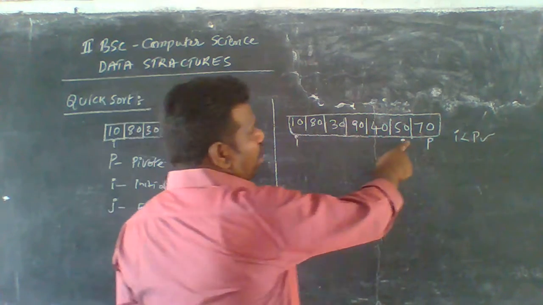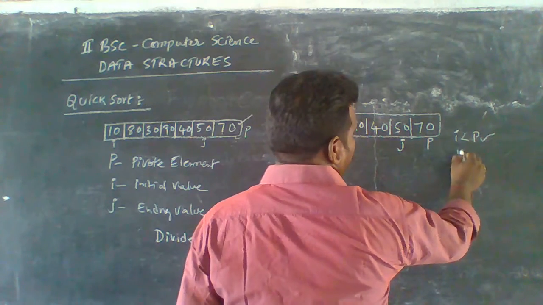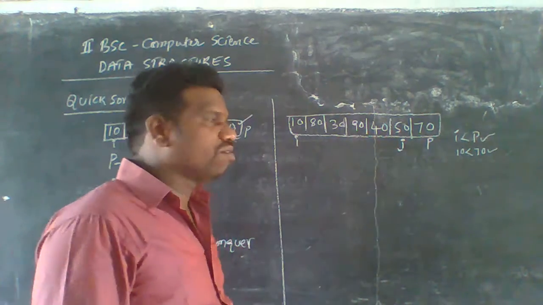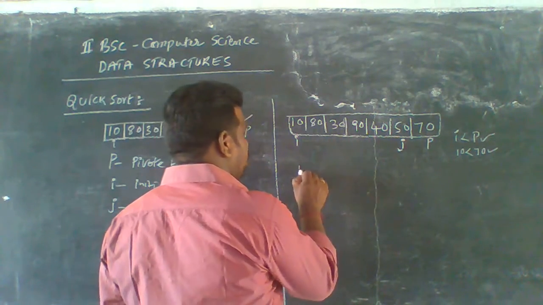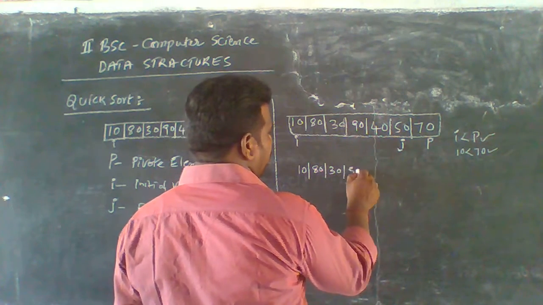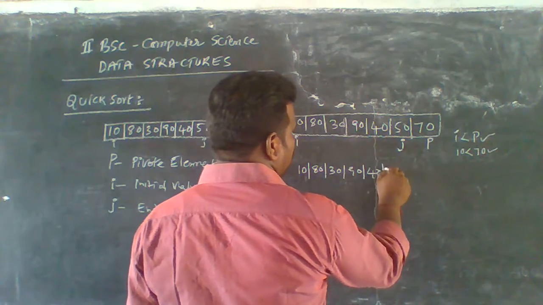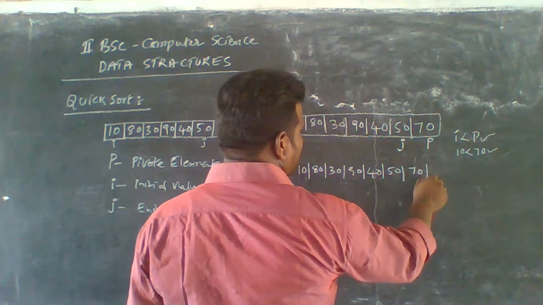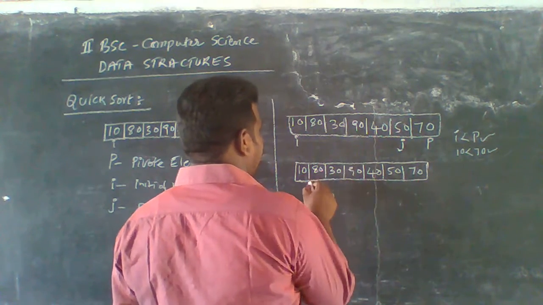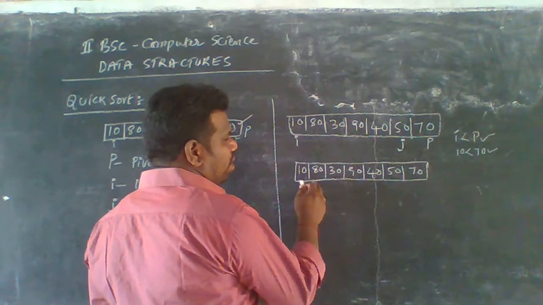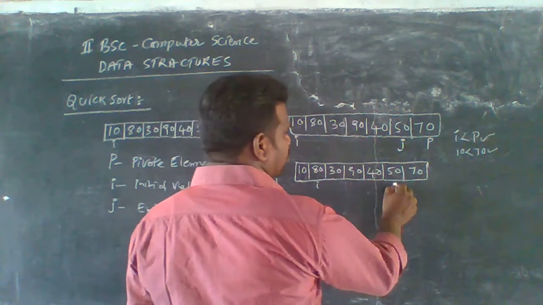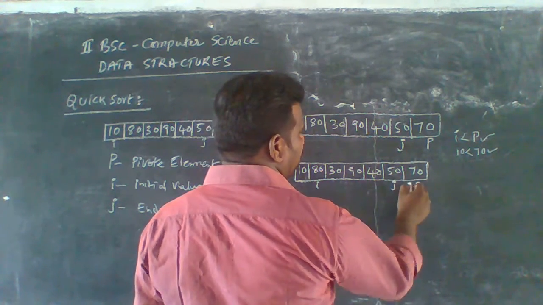10 is checked with 70. The condition is true, so we place the same value here. That means 10 is placed here, then 80, 30, 90, 40, 50, and 70. Next, the I value moves from the first value to the second value, while the pivot number value stays the same.